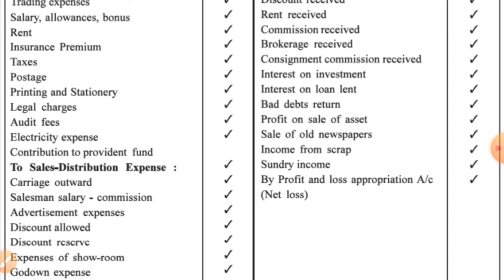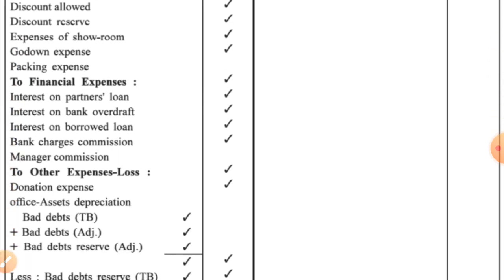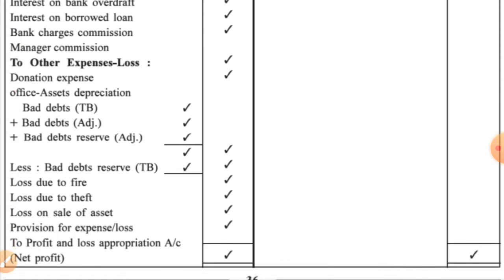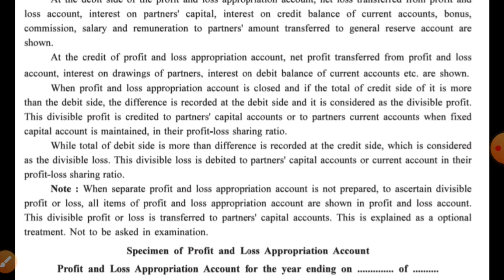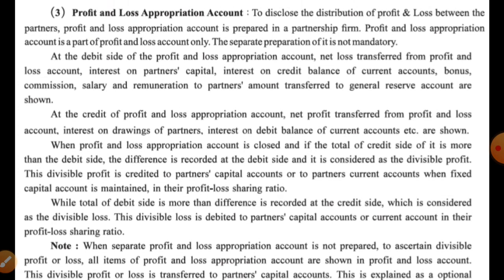And the last one: if the difference comes on the credit side, then it is net loss, and it is to be recorded on the debit side of the profit and loss appropriation account. So now, after understanding the format or specimen of the profit and loss account, let us understand the new topic for you this year, that is the profit and loss appropriation account.